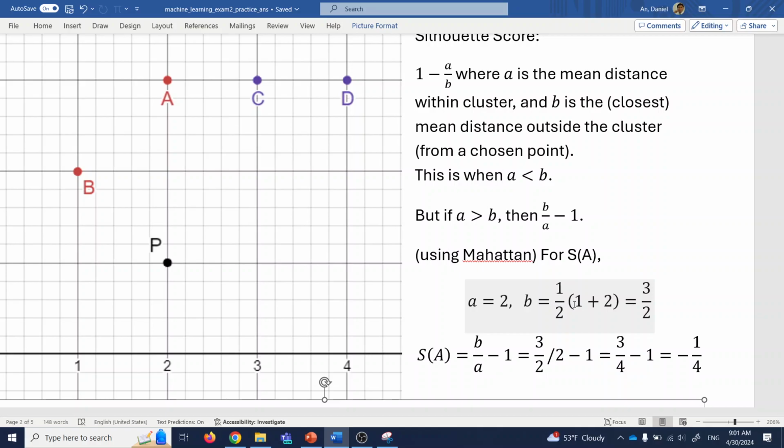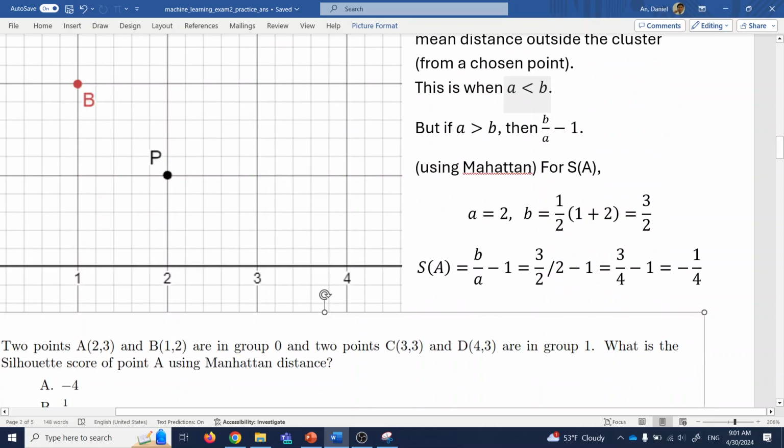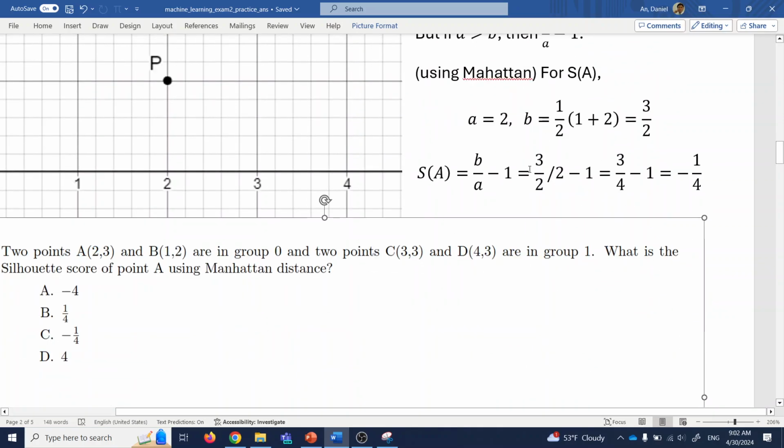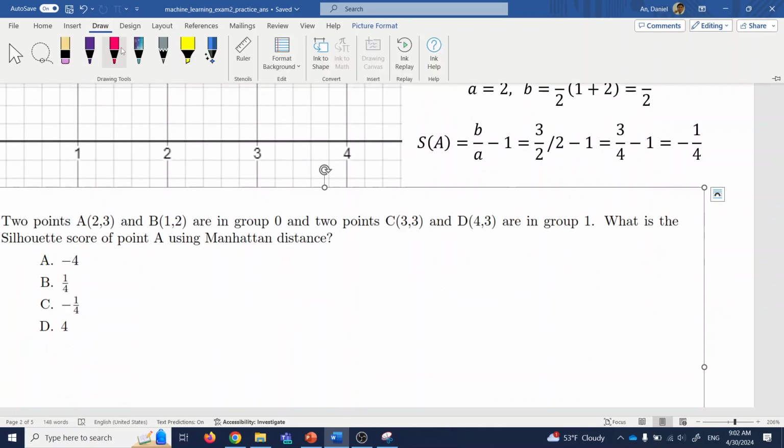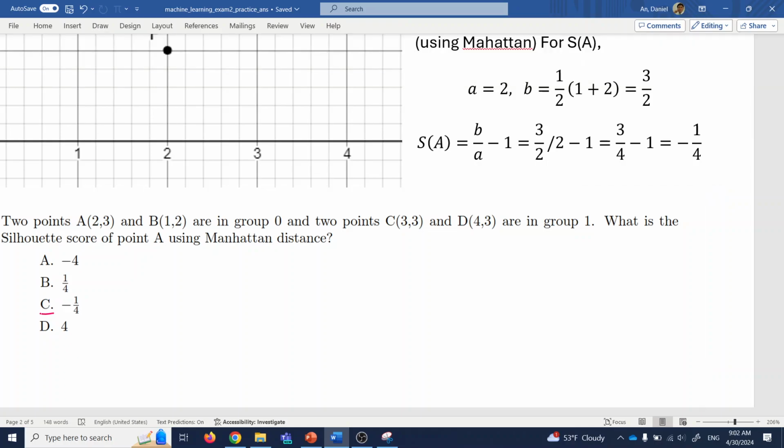I'm thinking that the distance of the outside cluster is 2 from our point A. Point A to this other cluster, mean distance from point A to items in this cluster is 1 and then 2. Okay. So you take the average, that's what you get. All right, so the answer is now negative 1/4.